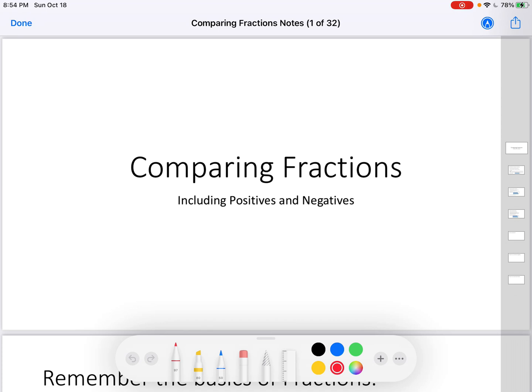Today's subject: comparing fractions, including positives and negatives. Last time we compared decimals, now we're comparing fractions. We want to see which one is bigger and which one is smaller. And remember, when it's negative, bigger means less negative, smaller means more negative. Okay, let's take a look.